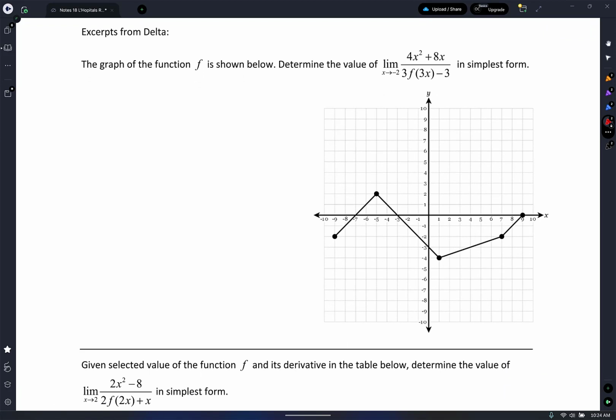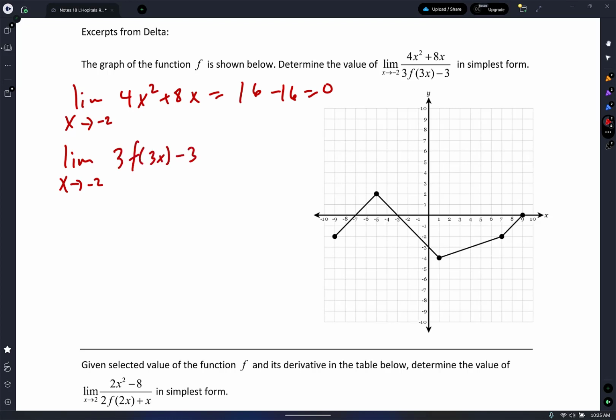All right, so look at this one. The graph of a function f is shown below. Determine the value in simplified. So before you do anything, see if there's an actual value for this. Limit as x approaches negative 2 of 4x squared plus 8x. Let's see what this is. So negative 2 squared is 4. 4 times 4 is 16. And then 8 times negative 2 is negative 16, so I get a 0. That's the numerator. Limit as x approaches negative 2 of 3f of 3x minus 3 equals, let's see, 3f of negative 6 minus 3. This is the graph of f. F of negative 6 is 1, so I get 3 minus 3, which is 0 again.